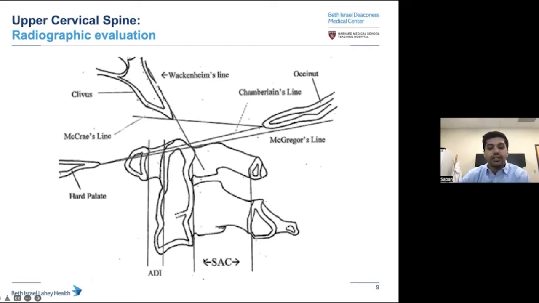And then posteriorly is the SAC, or the space available for the cord. That's the distance between the posterior aspect of the dens and the posterior ring of C1. And again, that's got to be greater than 13 or 14 to ensure that the spinal cord has enough space to get through this area. A decrease in that value can sometimes point to some sort of instability or compromise of the occipital cervical ligamentous complex.